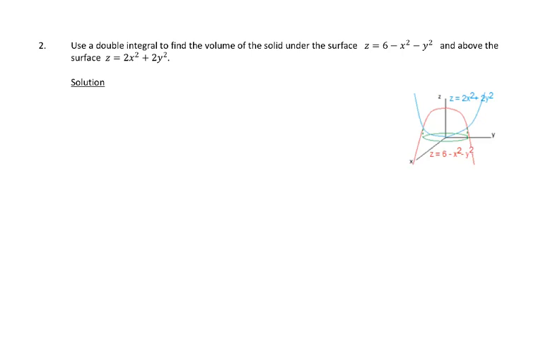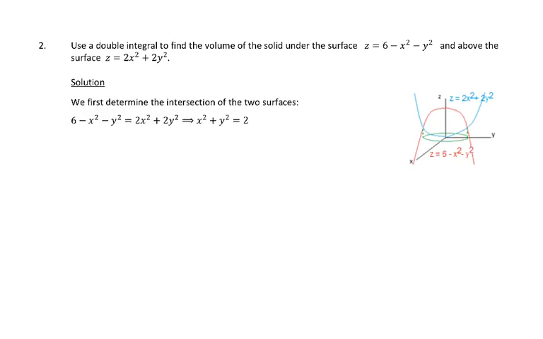As you can see in this case, we have two paraboloids, one that's concave upwards, that's the one with the equation z equals 2x squared plus 2y squared, and we have another paraboloid concave downwards, that's the one with the equation z equals 6 minus x squared minus y squared. And the volume of the solid that we must determine is between these two paraboloids.